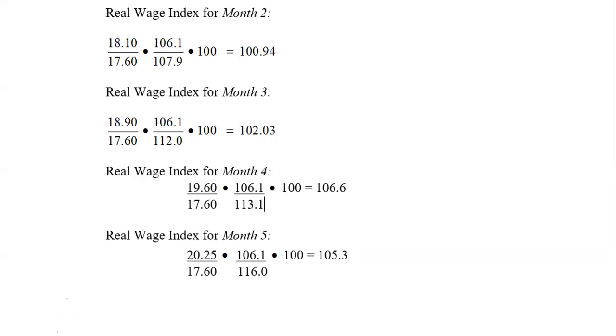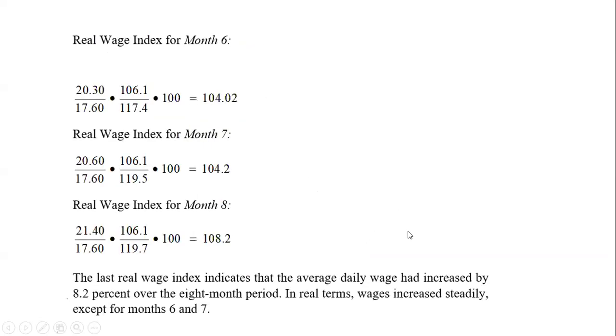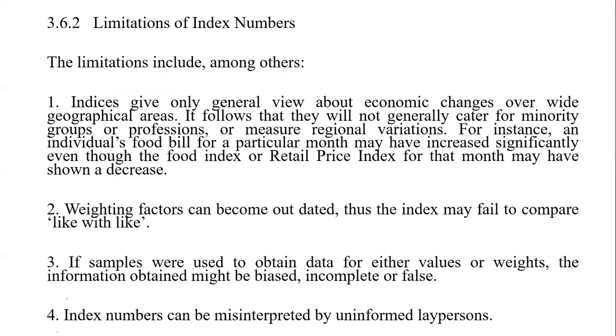From month 1, 100%, month 2, it went to 100.94. Month 3, it went to 102.03. Month 4, it went to 106.6. Month 5, it came down to 105.2 at a point. So you can follow this and give the interpretations as to where it is increasing steadily, where it is coming down, where it is stable. You should be able to look at the figures and then interpret. So that is what it takes.